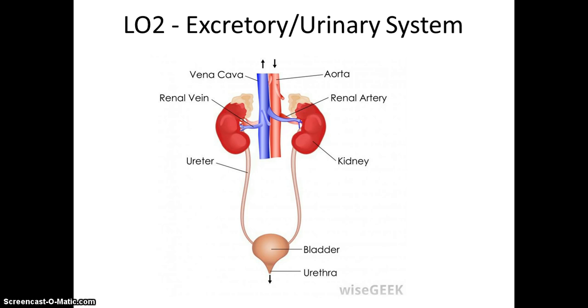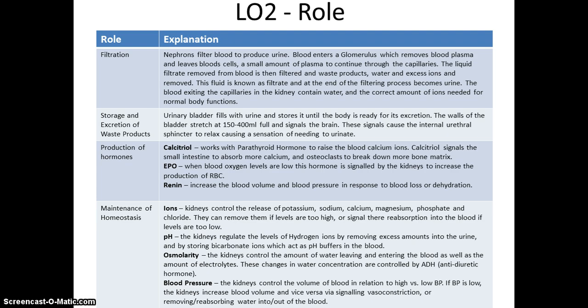What we've got to look at in a little more detail is the role of the urinary system within the body. So these are the roles. The first role we've already discussed, which is filtration. The nephrons filter the blood and take away all of the waste products, converting them into urine, and when the body is ready, it will expel that through the urethra and out of the body.